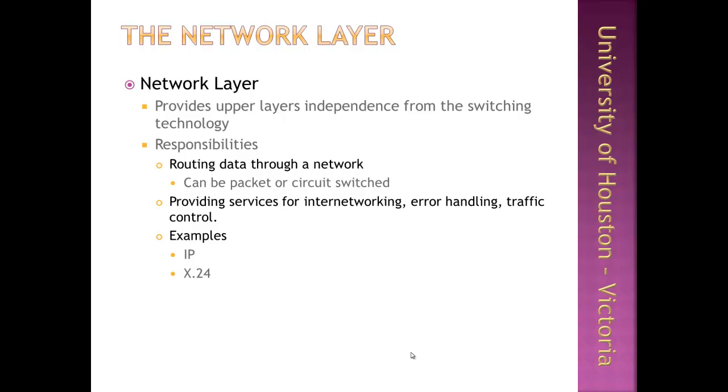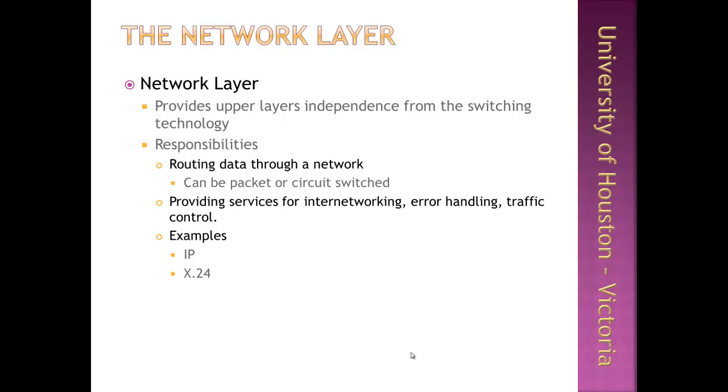Alright, the network layer, the layer just on top of your data link and physical layers, provides the upper layers independence from the switching technology used to communicate your data. This layer is responsible for routing your data from one end to the other end through a network. And this network could be a wireless network or a wired network or any mechanism that you have.